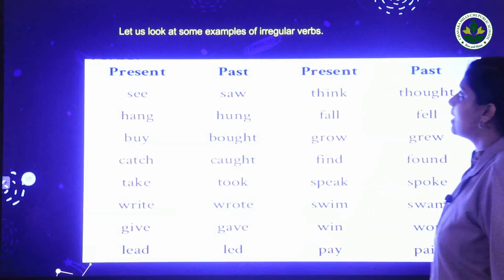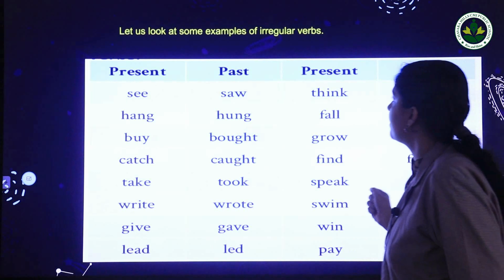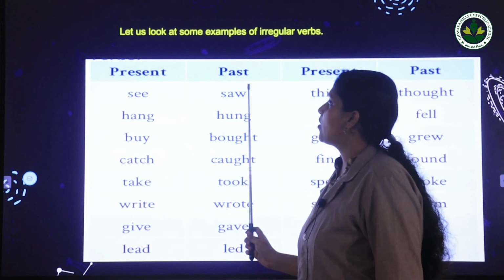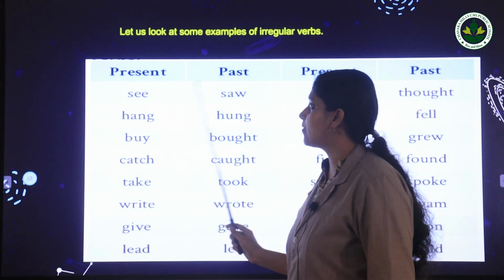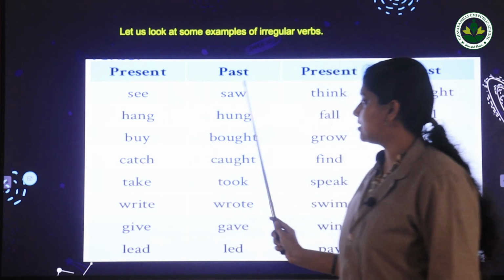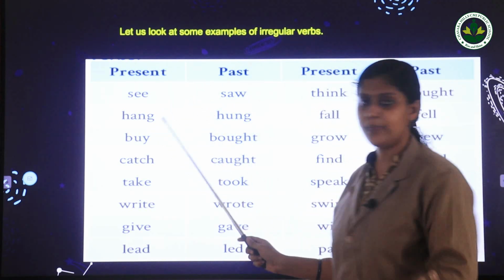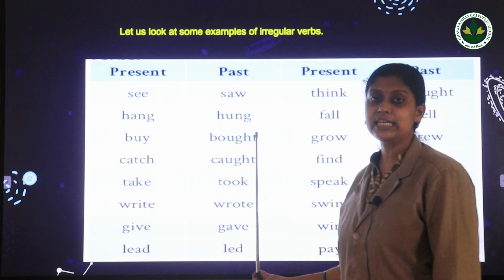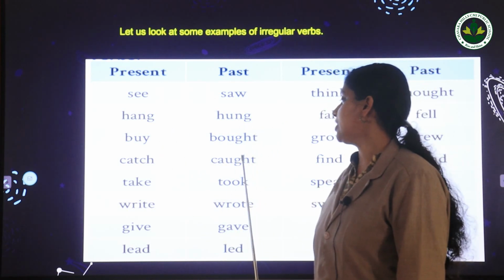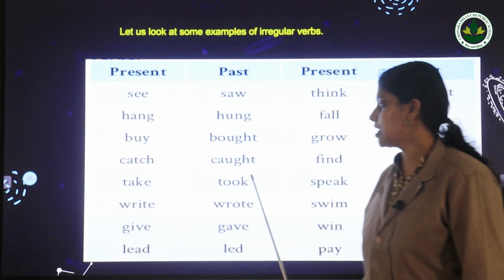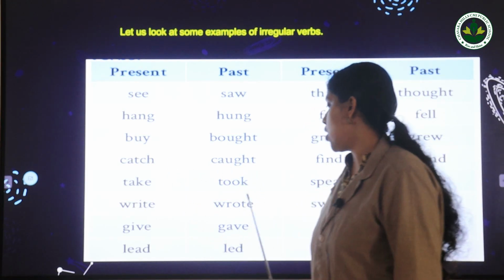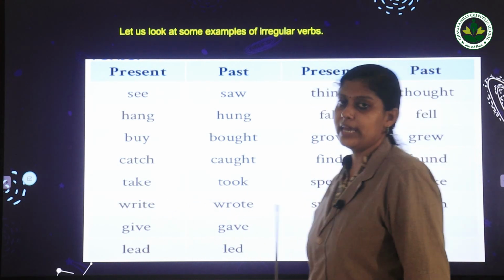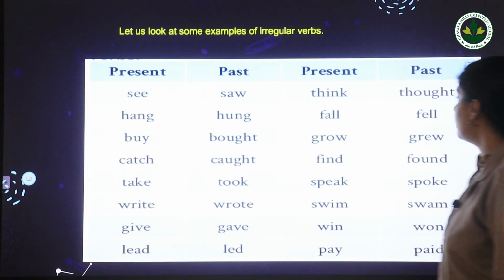Now let us look at some examples of irregular verbs. Here you can see some examples. I will read some of them. First one, see, and the past form of the verb see is saw. Hung is the past form of the verb hang, which you already saw in the previous passage. Then bought is the past form of the verb buy. Caught is the past form of the verb catch. Then took is the past form of the verb take. Then wrote, write; gave, give; led, lead. These are some examples of irregular verbs.